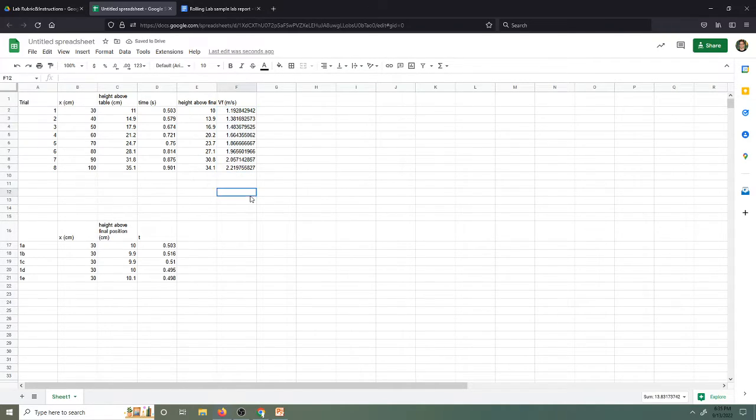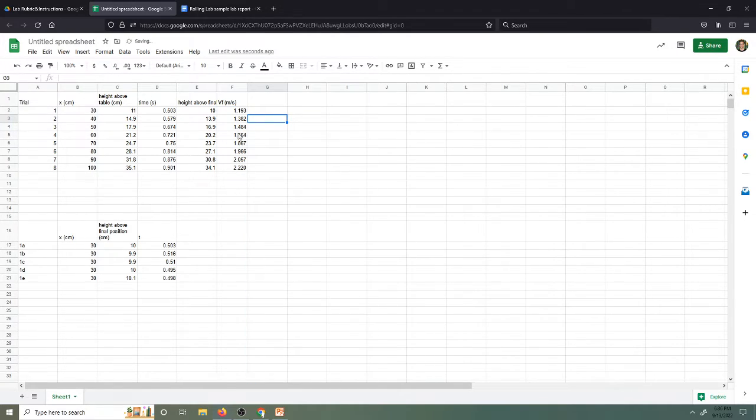All right, so these are my velocity finals. And one thing, this is not a big deal, but I like to reduce the decimal places. I don't need that many decimal places. Like, that's good right there. That's totally a reasonable number of decimal places to have here. Okay, so I've got my v final and I've got my height.